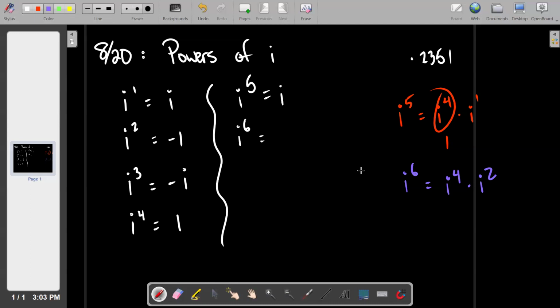And so i to the sixth is really just i squared, which is -1. And i to the seventh is -i, and i to the eighth is 1, and the cycle just repeats, repeats, repeats.